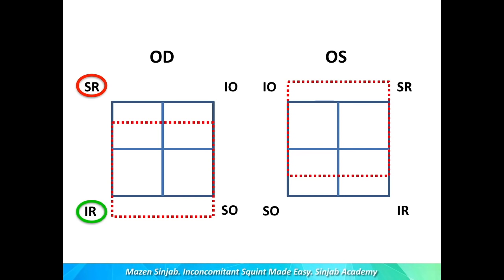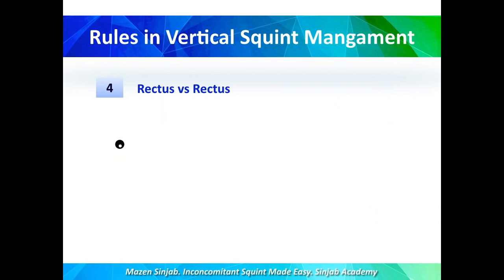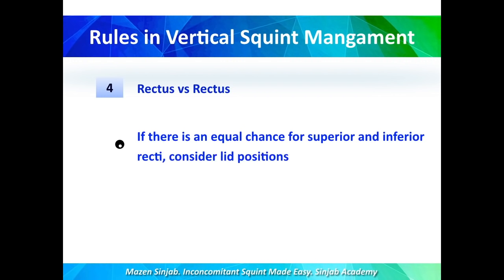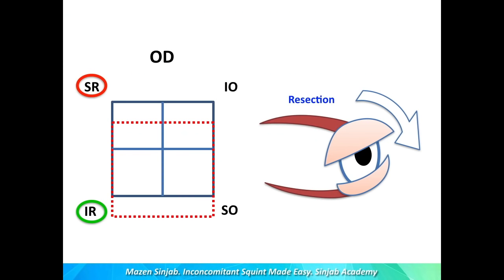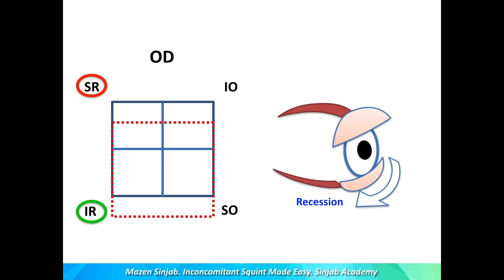However, I have now two options, either to work on the superior rectus itself to strengthen it, or to work on the inferior rectus, which is the antagonist, in order to weaken it. So which one is better? We come to rule number 4, rectus versus rectus, which says if there is an equal chance for superior and inferior recti to be operated, consider lid positions. If I operate on the superior rectus by resection, I'm going to induce ptosis. And if I operate on the inferior rectus by recession, I'm going to induce lower lid retraction. We come to rule number 5 in order to judge which one is better.